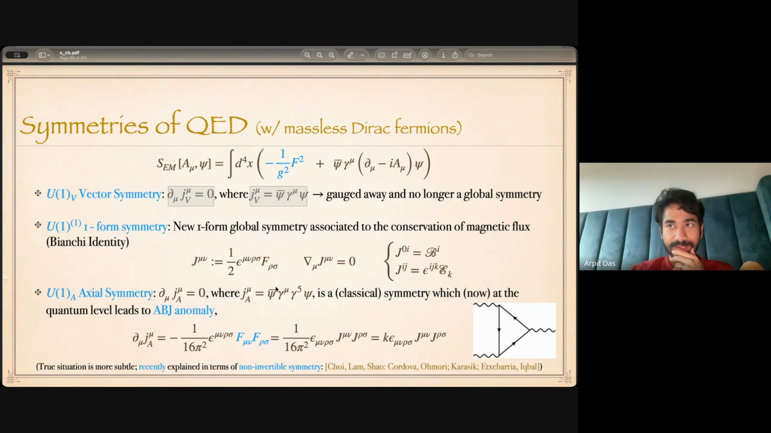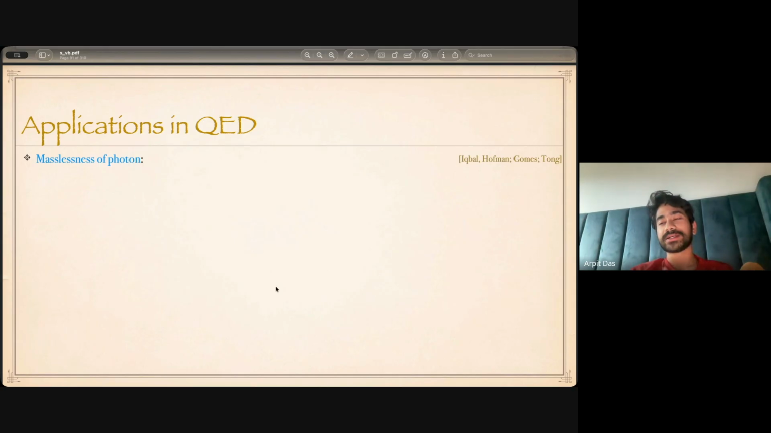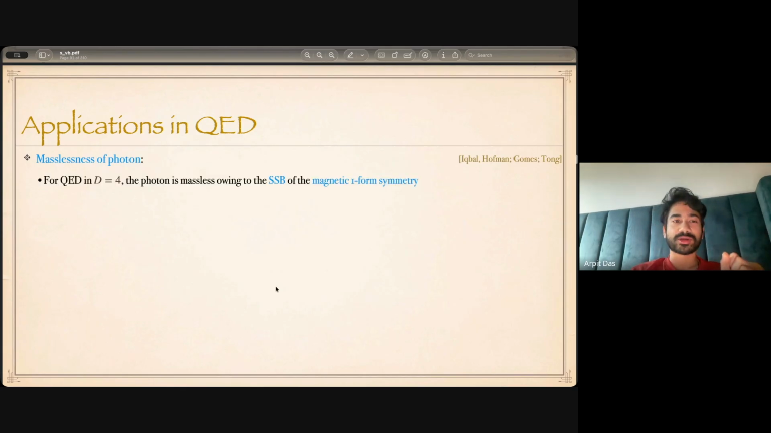Now, moving on to some applications. We know that the photon is massless, and we know the textbook reason is that you have a gauge symmetry, and you will not be able to write down a gauge invariant mass term for the photon in your action. However, we now also understand that there is a global symmetry point of view for the masslessness of the photon, and that comes from a Goldstone theorem, but a Goldstone theorem for extended symmetries like this one-form symmetry. So we discussed that there is this magnetic one-form symmetry.